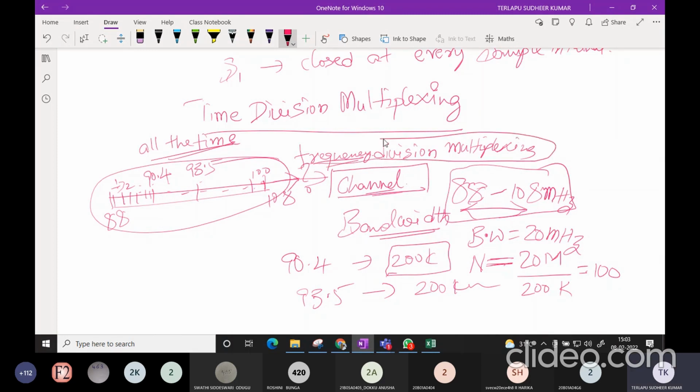Such type of multiplexing, all these radio channels are transmitted into the air, but each channel is identified, or each channel is subdivided with their respective frequencies. In such type of multiplexing, all signals are transmitted at a time. So such type of multiplexing is what we call frequency division multiplexing.